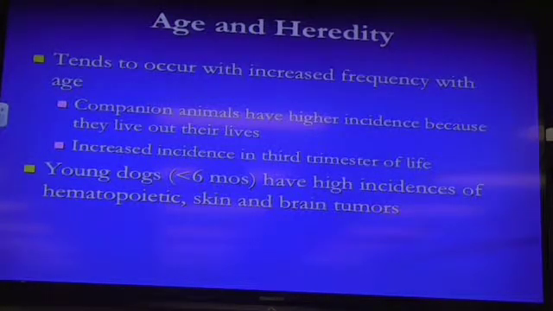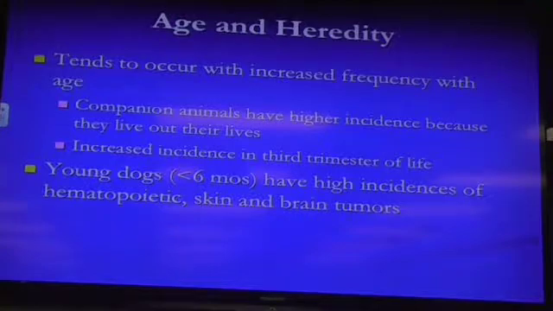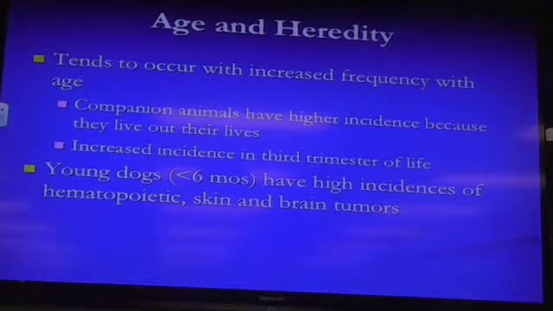Most cancers are in older individuals. The reason you see it more so in our dogs and cats is because they're allowed to live out their lifespan rather than pigs and cows or food animals. The incidence of neoplasia will increase in the third trimester of life. There are some tumors that younger animals are predisposed to. In dogs less than 6 months of age, they have a higher incidence of hematopoietic neoplasms, skin tumors, and brain tumors compared to older.